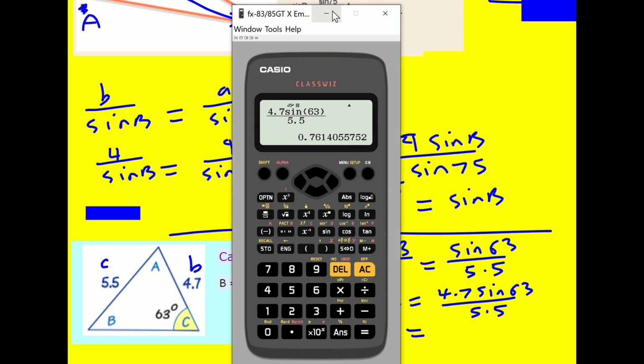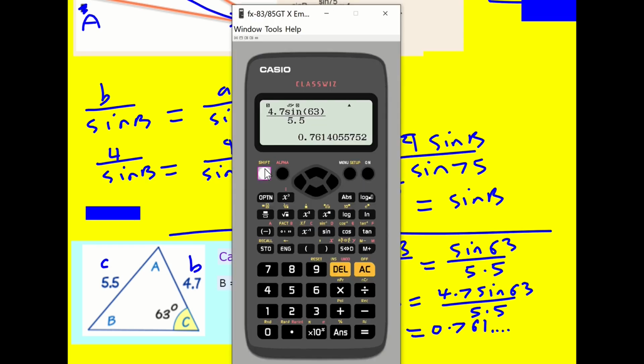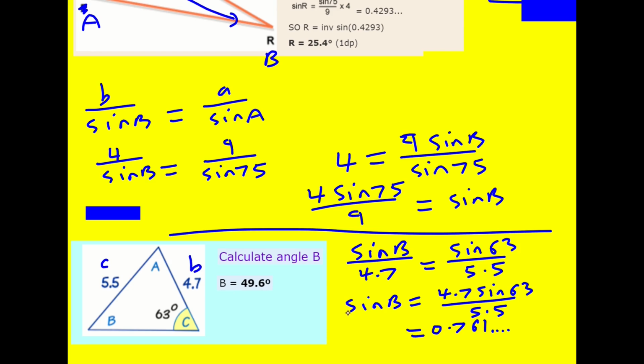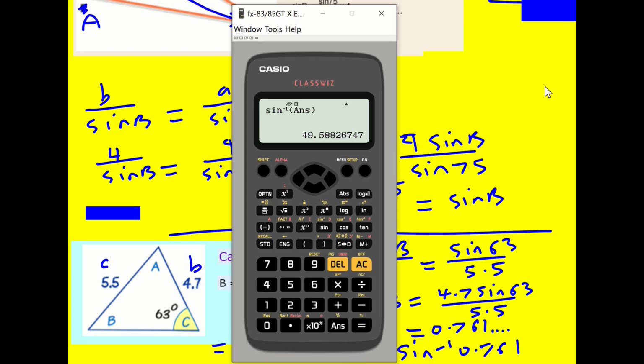Okay, 0.761. Might want to write a few more figures down, and then B is going to be inverse sine of that. Answer button comes in really useful, 49.58. And as you saw, it rounds to 3 significant figures. You don't even need to necessarily write all this down. It is a good idea to write the answer down before you round it to 49.588.